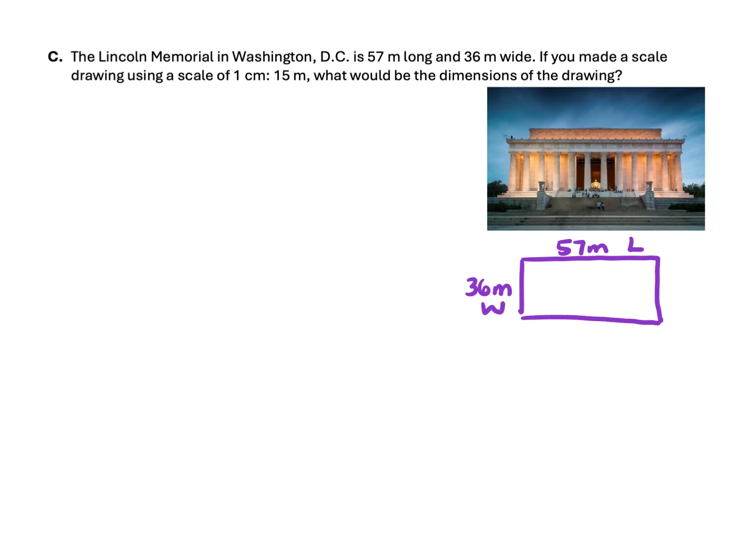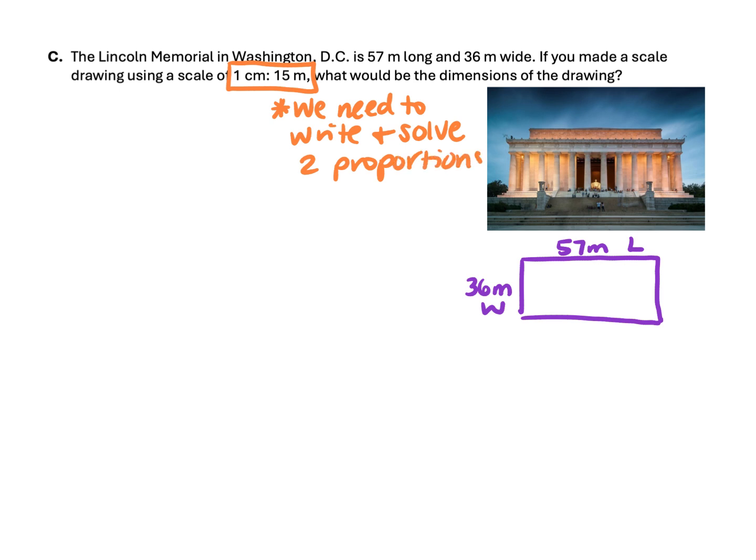So I have a rectangle. Okay, if you made a scale drawing using the scale 1 centimeter to 15 meters, what would the dimensions of the drawing be? What we need to do here, because there are 2 dimensions, is we need to write and solve 2 different proportions. One for the length and one for the width.